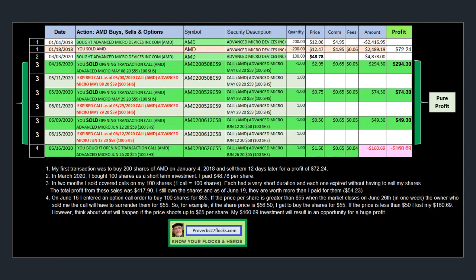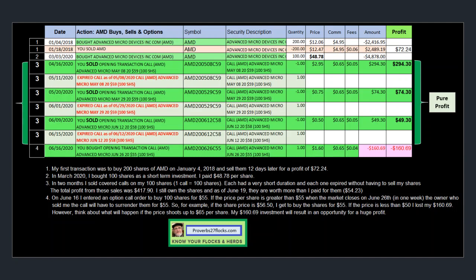$417.90. And it should be noted that in none of these transactions did I lose my shares, because the price on the date that the call expired did not reach the price that I had set, which was $59 for the first two and $58 for the third one. And so this is a very powerful way to potentially earn income from your investments.